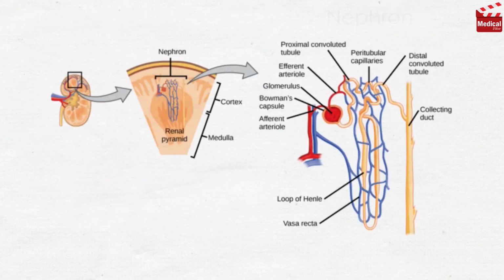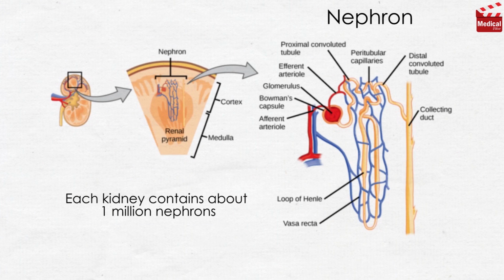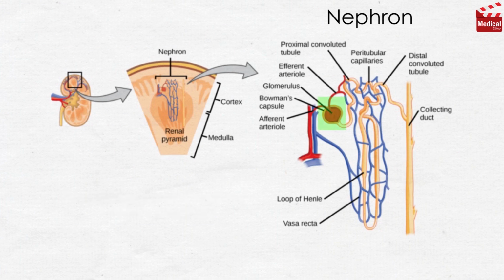The functional unit of excretion in the kidneys is the nephron. Each kidney contains about 1 million nephrons. A nephron consists of the glomerulus, proximal convoluted tubule, loop of Henle, distal convoluted tubule, and collecting tubule. Now let's talk about the steps of excretion. The first step is glomerular filtration.